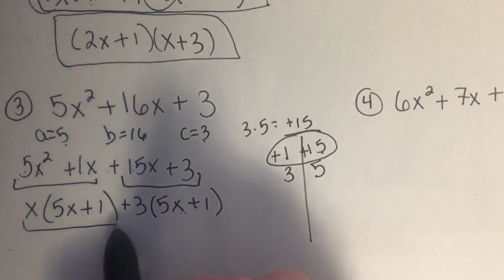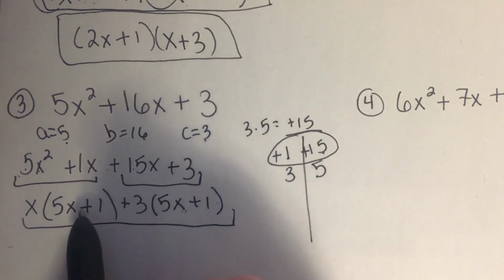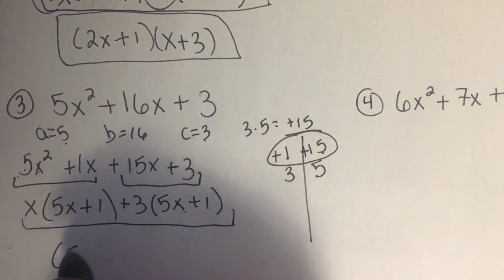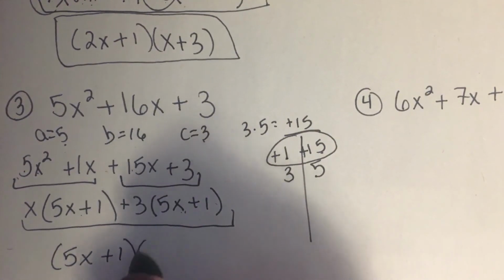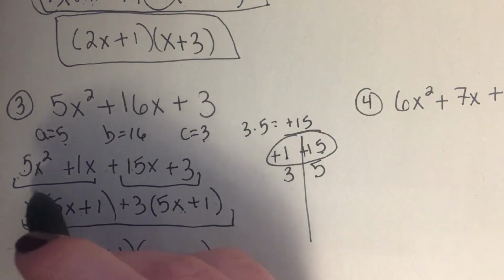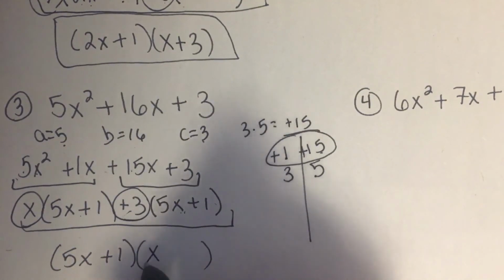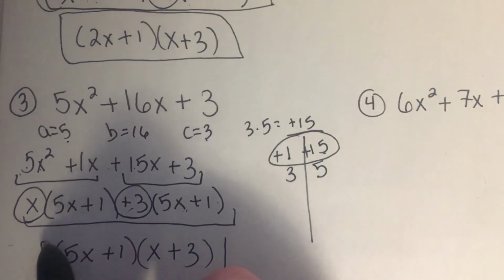So now I'm going to find out what's in common between both of these sets. Well, the 5x plus 1, and a second parentheses for what's left over, the x and the plus 3. All factored.